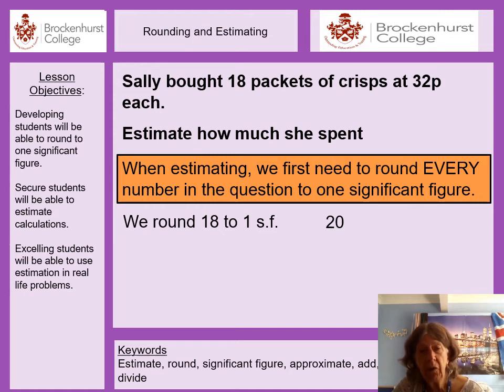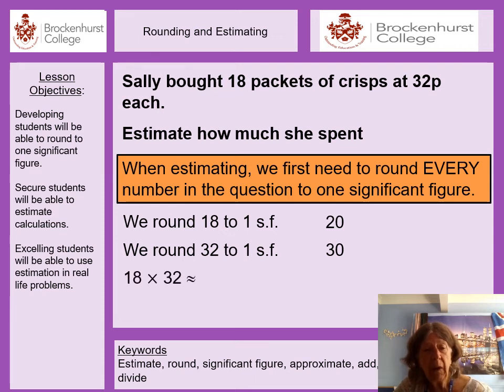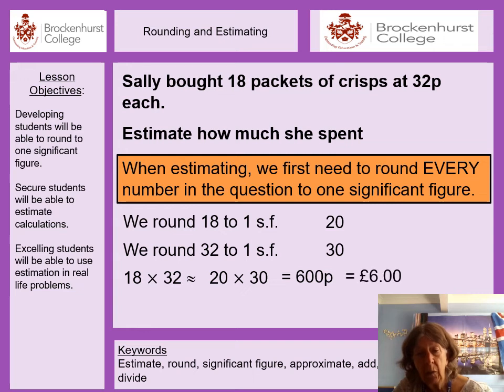Then we look at the number 32. We want 32 to only one significant figure. If we draw our line, we draw the line between 3 and 2. Look at the 2, which is below 5, so we will not change the 3. So it becomes 30. We must have the 0, though, to keep our place value. So we can now do the calculation. 18 times 32, approximately, rounded to one significant figure, is 20 times 30. 2 times 3 is 6, and we have the 2 zeros, so it's 600 pence, which is £6.